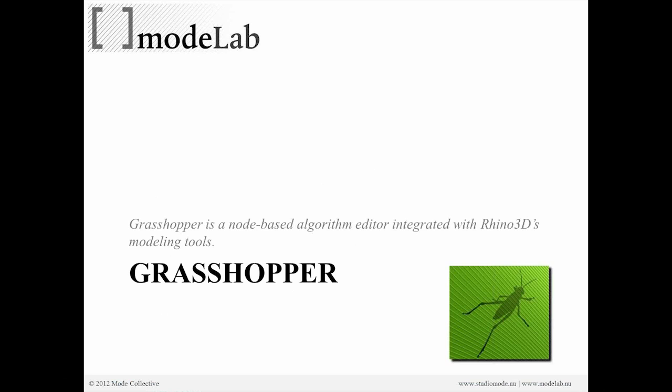The name of the webinar is Algorithmic Design Grasshopper, so we need to take a brief moment to talk about what Grasshopper is. Grasshopper is a node-based algorithm editor integrated with Rhino 3D's modeling tools. So it's a plugin for Rhino, and it allows us, in a visual context, to define and edit algorithms.